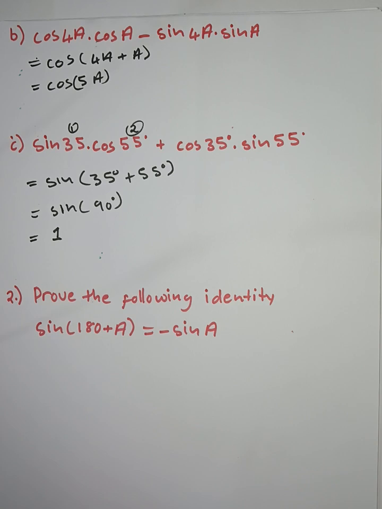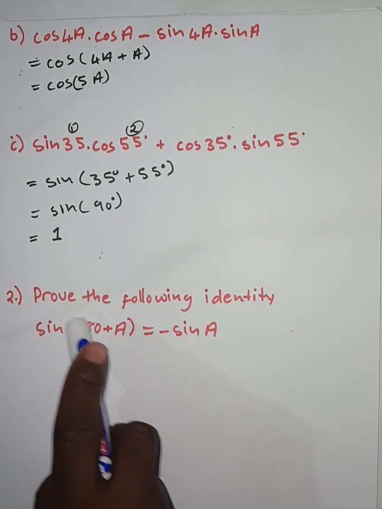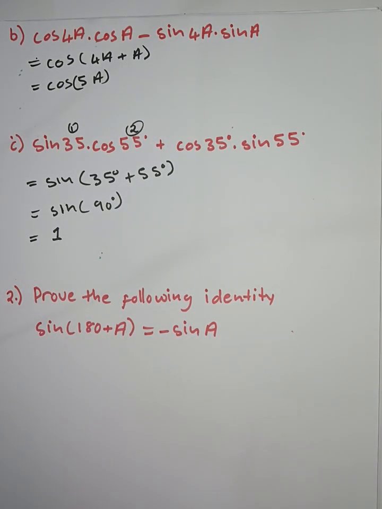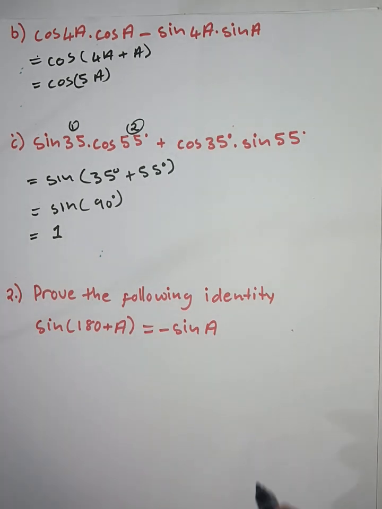Now they say prove the following identity. We must prove that sine of 180 plus a gives us negative sine of a. Now I'm sure some of you are saying, what? We know that's true because we can use the CAST diagram.